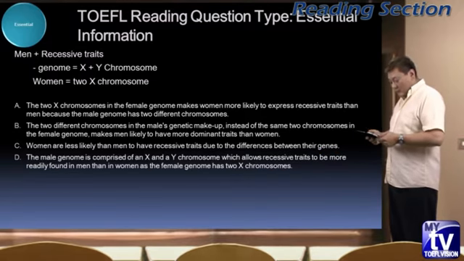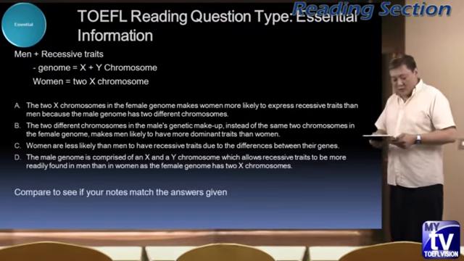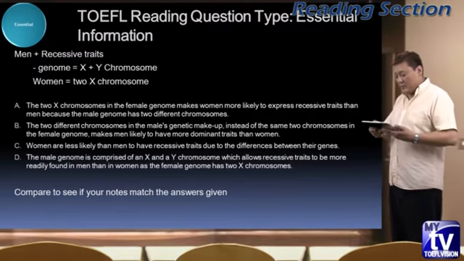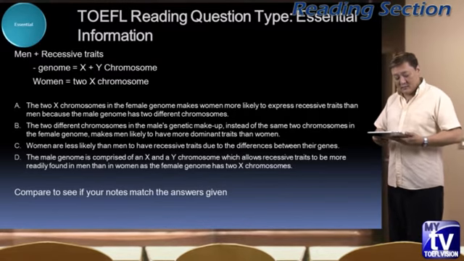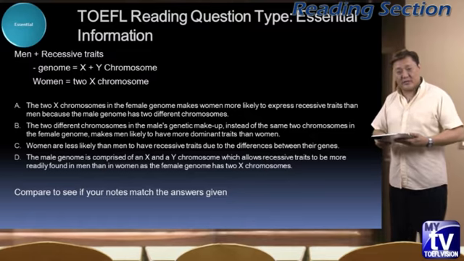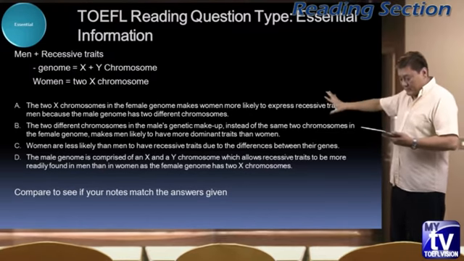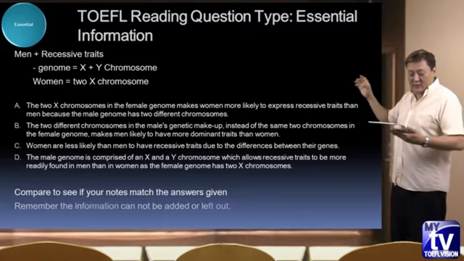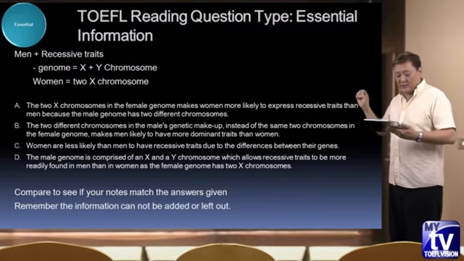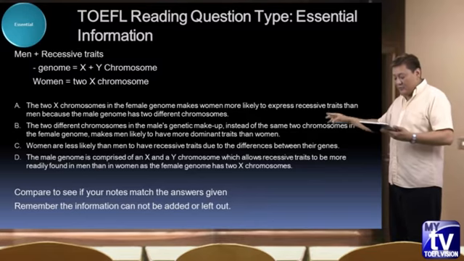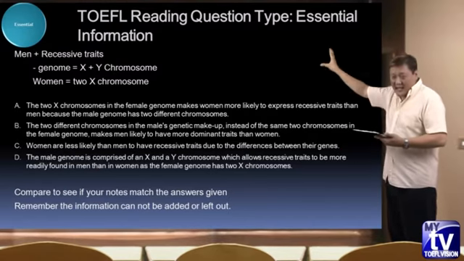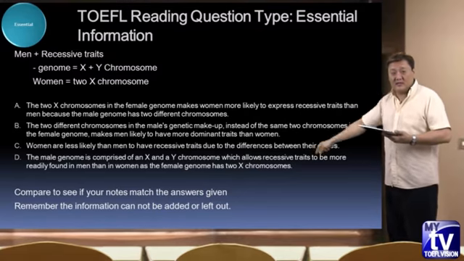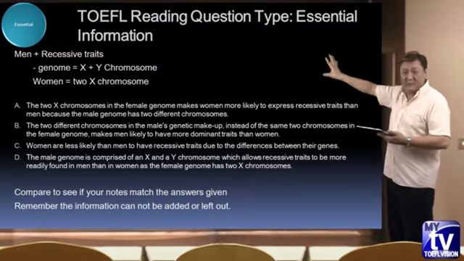Let's look at the first one. The 2 X chromosomes in female make women more likely to express recessive traits. Did it say that? Men, recessive. It didn't talk about recessive traits for women, did it? So gone. Boom. The second one, the 2 different chromosomes in the male genetic makeup, instead of the same 2 chromosomes in female makeup. Did they say that? Your notes don't say anything about that. So easily gone. Your notes basically better match this.